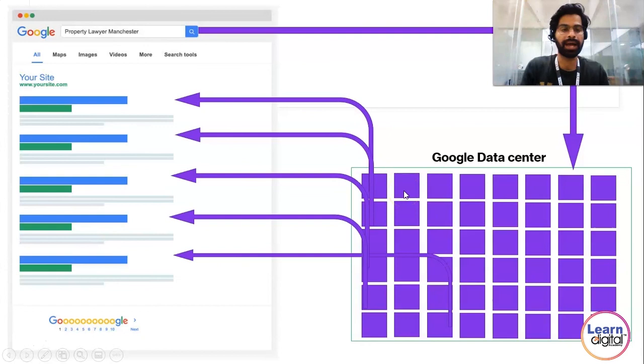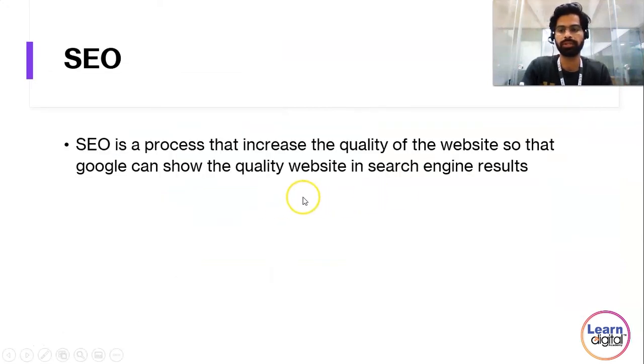SEO means that when you apply SEO on your website, you are definitely increasing the quality of the website. Let's see the SEO information. SEO is the process that increases the quality of the website so that Google can show the quality website in search engine results. So when you start a business, create a website, and upload it over the internet, you try to make this website better. How can you make it better? You have to apply SEO on it.